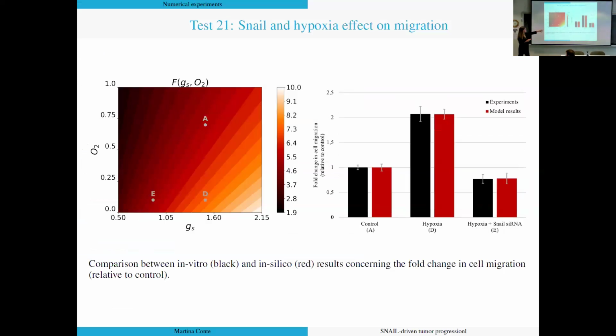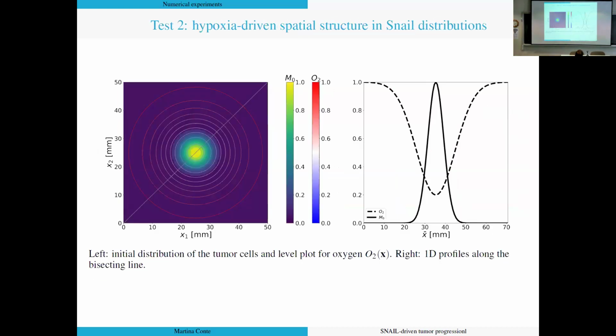Yeah, so E is the same Snail level, but just lower oxygen. As you can see, when we have just hypoxia, we expect and we observe an increase in cell migration. But when, under the same oxygen conditions, Snail was silenced, we went back. Actually, we decreased the fold change in cell migration with respect to the control. And it's nice to see how the model captured pretty well the qualitative but also quantitative behavior of the data. Just a second test, and then I'll let you go for coffee.